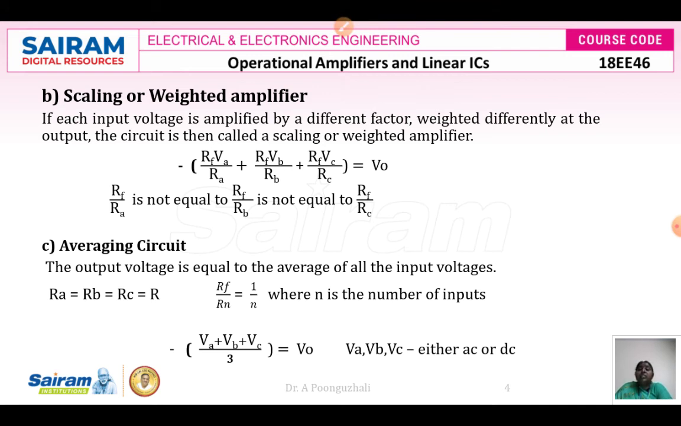Okay, so here RF by R is equal to 1 by N, where N is nothing but the number of inputs. The number of inputs here in this case is going to be 3. So we write it as minus VA plus VB plus VC divided by 3. Your RF value is going to be R multiplied by that N value, that is nothing but 3 here. So we write this as the average of all the input voltages.